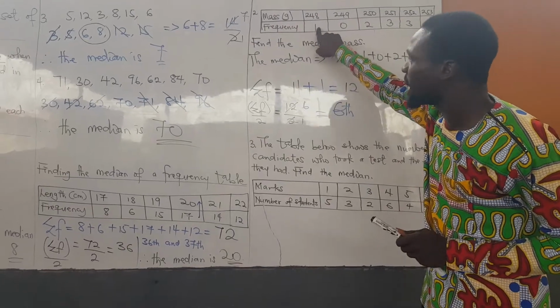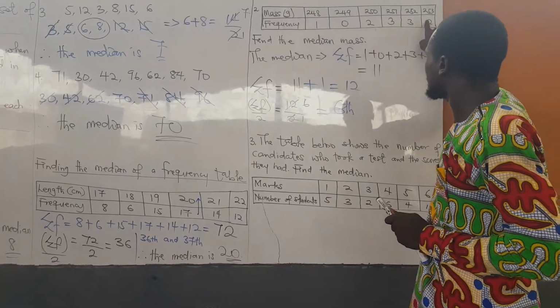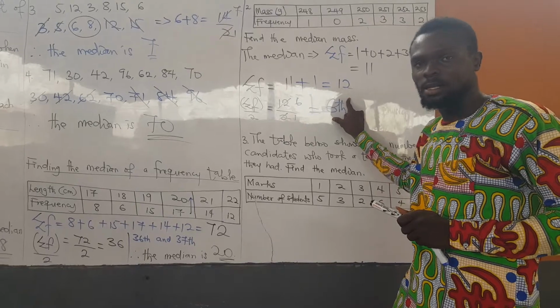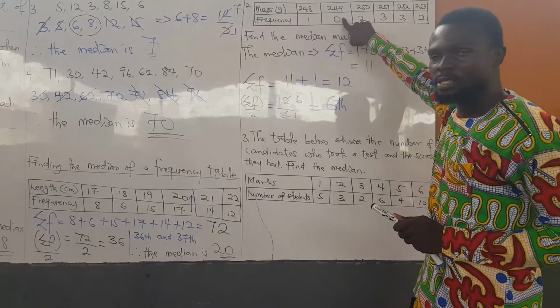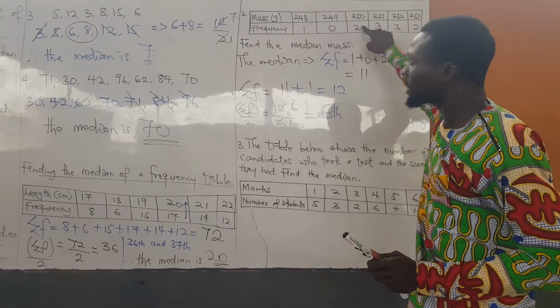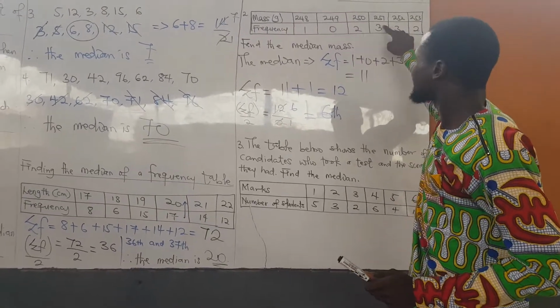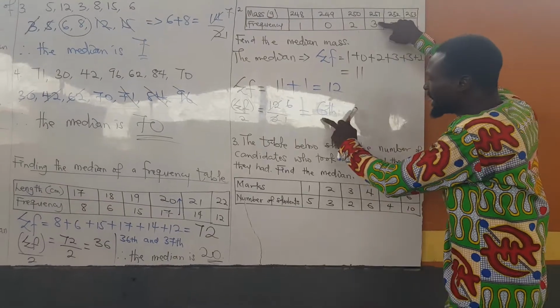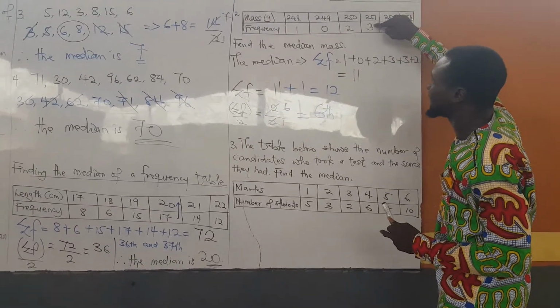So the first number here is 1. Keep on adding the frequencies till you get 6. So I have 1 plus 0, sorry, 1 plus 0 is 1. Plus 2 will give me 3. Plus 3 will give me 6. So this value 6 is what I can get here.